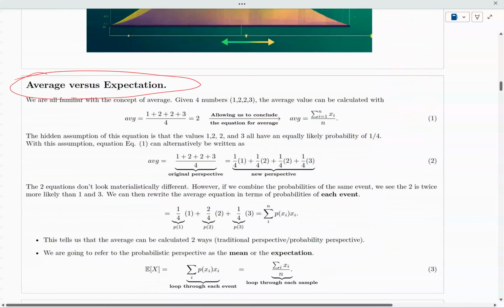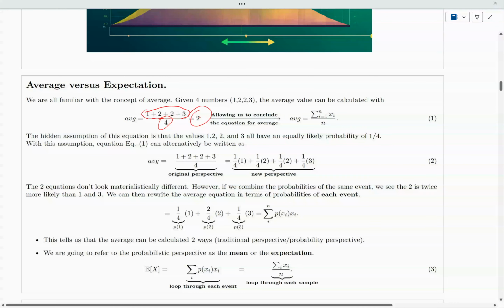Versus expectation. We are all familiar with the concept of average, right? You know how to average a bunch of numbers together. So, given four numbers, 1, 2, 2, 3, the average can be simply calculated using the equation we talked about. You add up all the samples and then divide it by the total number of samples. So that's like averaging. So you would add up 1, 2, 2, 3 and divide by the total number of samples, which in this case is 4.